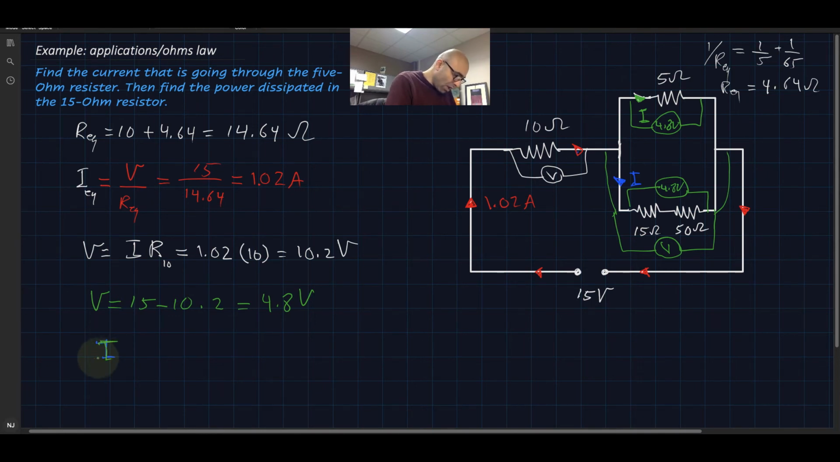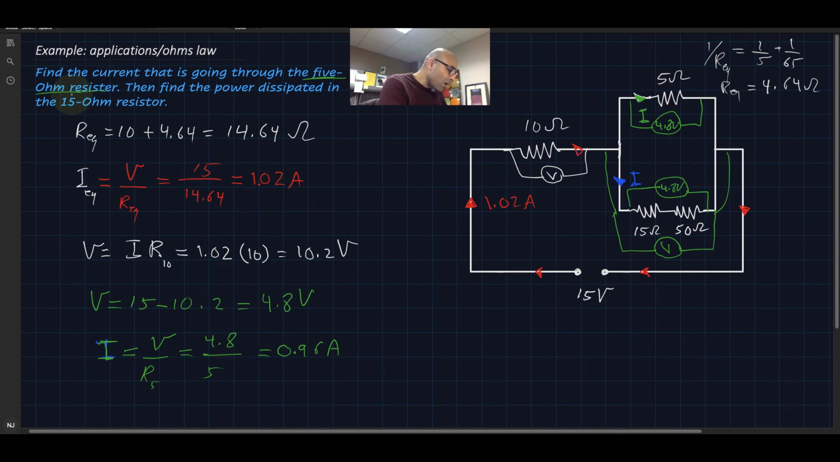I'm going to use I is equal to V over R5, the resistor of 5. So V, we found, is 4.8 volts divided by 5, and that will give me the current that goes through this resistor, and it's equal to 0.96 amps. Great. Now we found the current that goes through the 5 ohm resistor. So we solved the first part of the problem.